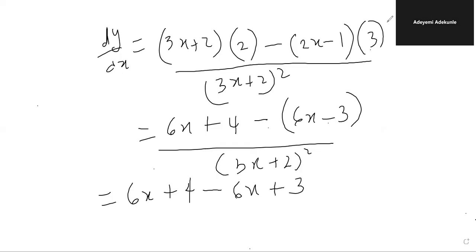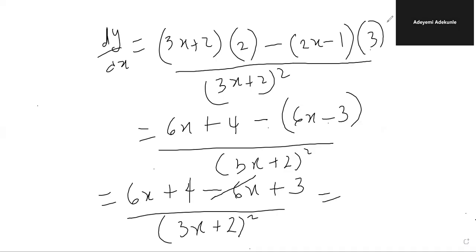Because we had this minus, it becomes plus, then over 3x plus 2 all squared. So from here, 6x and minus 6x cancel out. So we only have 4 plus 3, which is 7 over 3x plus 2 all squared.